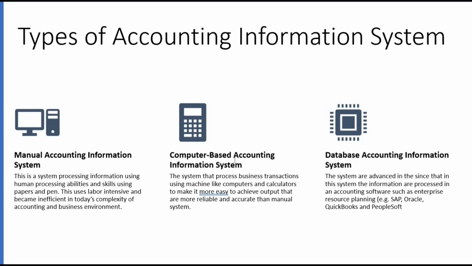Second is the computer-based accounting information system. This is the system that processes business transactions using machines like computers and calculators to make it easier to achieve output that is more reliable and accurate than manual systems. Here, we are going to use computers. We have equipment already, and for example, you can use Microsoft Excel to make your work easier.